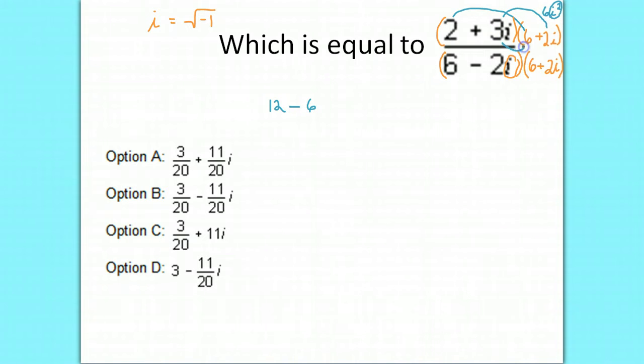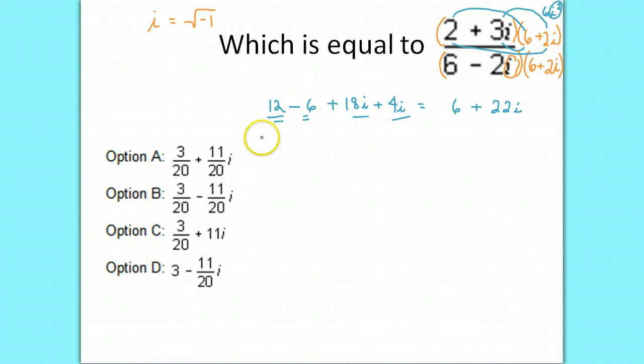And then positive 3i times 6 is positive 18i. And then the last combo would give us plus 4i. And then we can actually combine these two together. They're like terms, they both have an i. And then we can also do 12 minus 6, those go together. So we'll just simplify it real quick, and then we'll do the denominator. So that would give us 6 plus 22i.